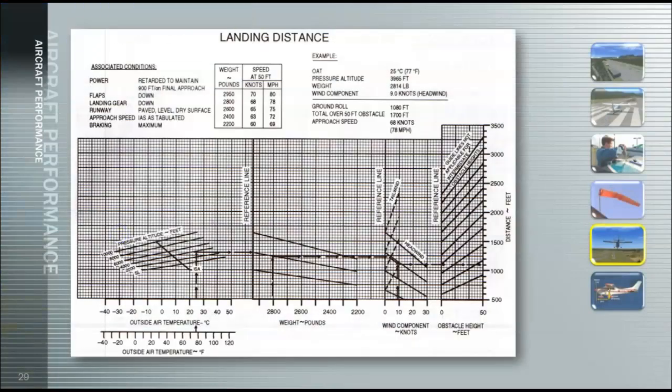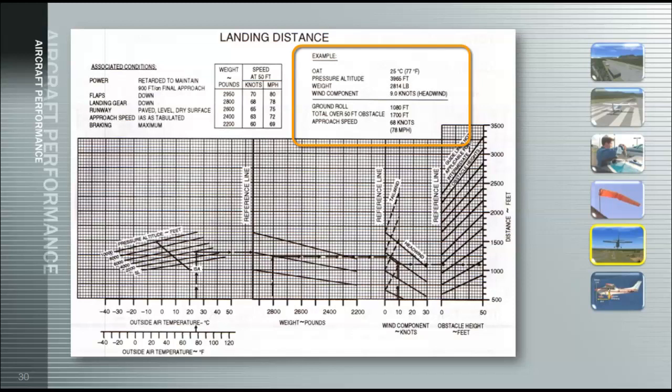And here is a copy of a landing distance chart from a pilot's operating handbook. The great thing about these landing distance and takeoff distance tables is there usually is an example that will help you get familiar with the chart and how to use it. In this case, we have an example in the upper right hand corner showing an outside air temperature of 25 degrees C, pressure altitude of 3,965 feet, aircraft weight of 2,814 pounds, and a wind component of 9 knots.